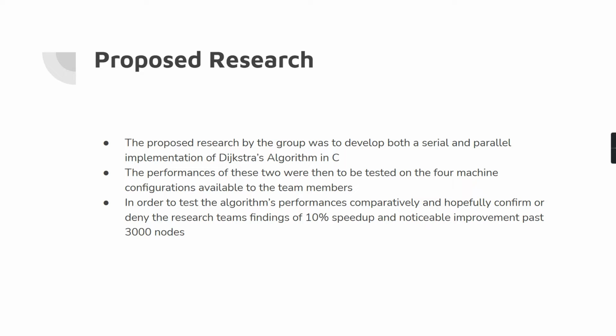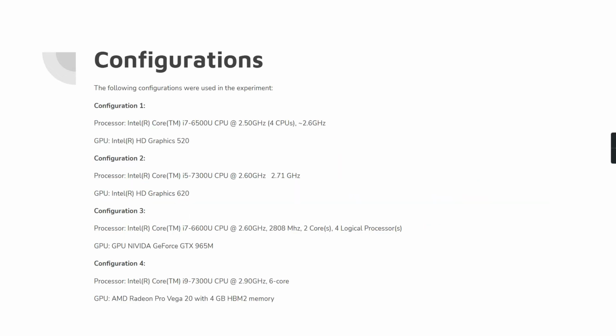Proposed research. The proposed research by the group was to develop both a serial and parallel implementation of Dijkstra's algorithm in C. The performances of these two were then to be tested on the 4 machine configurations available to the team members, in order to test the algorithm's performances comparatively and hopefully confirm or deny the research team's findings of 10% speed up and noticeable improvement past 3,000 nodes. These were the following configurations that were used in the experiment.